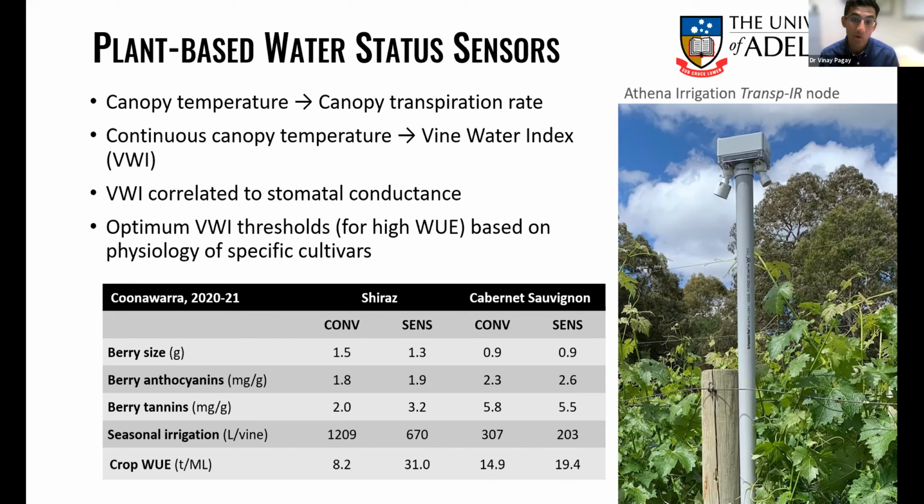So this is from A-grade blocks. So imagine the potential in lower grade blocks. All right, so this is the value of plant-based sensing. This is the reason why growers are getting interested in this technology as opposed to soil moisture sensors and others.